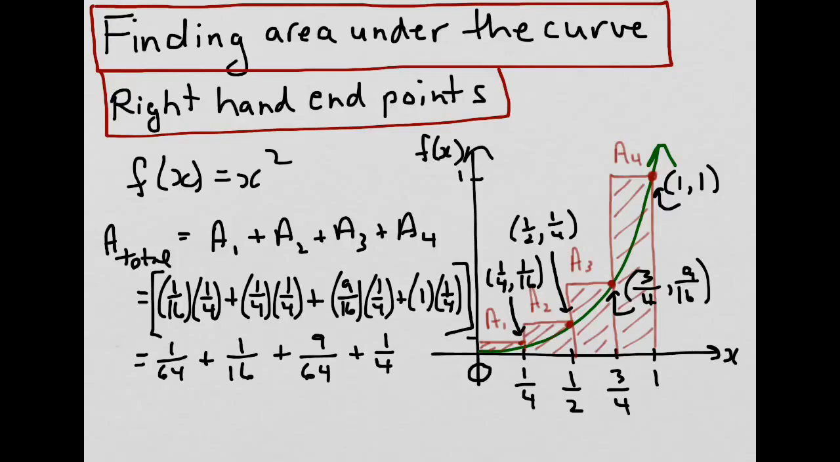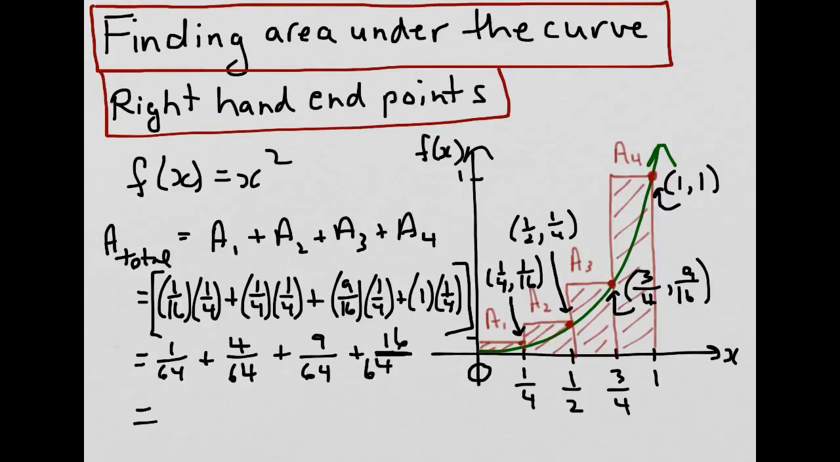And to add these fractions, we would need a common denominator, which would be 64. So 1/16th would be represented as a 64. 16 times 4 is 64. So the 1 times 4 would give us 4/64ths for the equivalency of that fraction. Similarly, for the 1/4, we'd have to multiply by 16 to get 64ths, which would give us 16/64ths for that fraction.